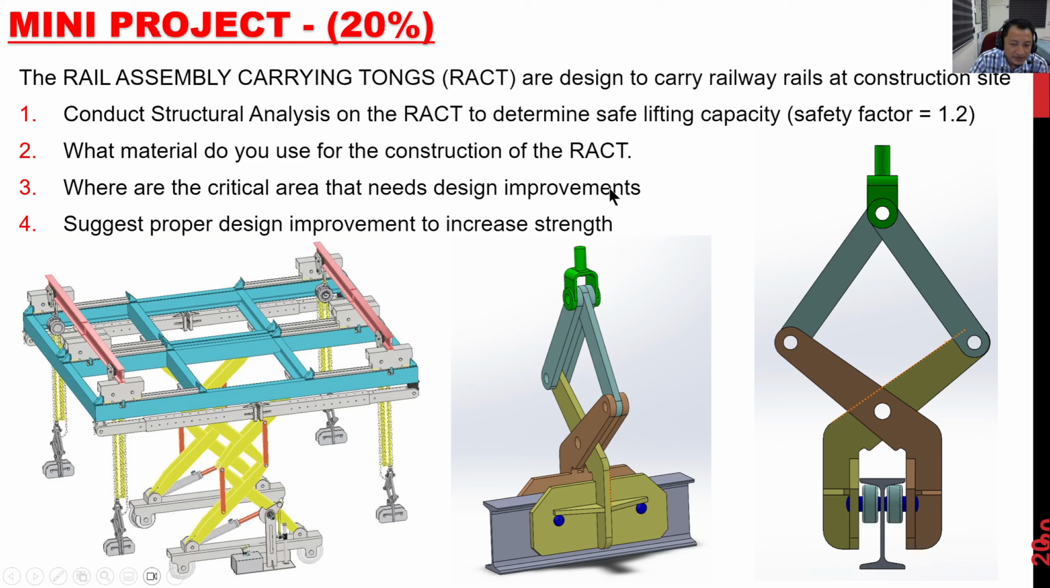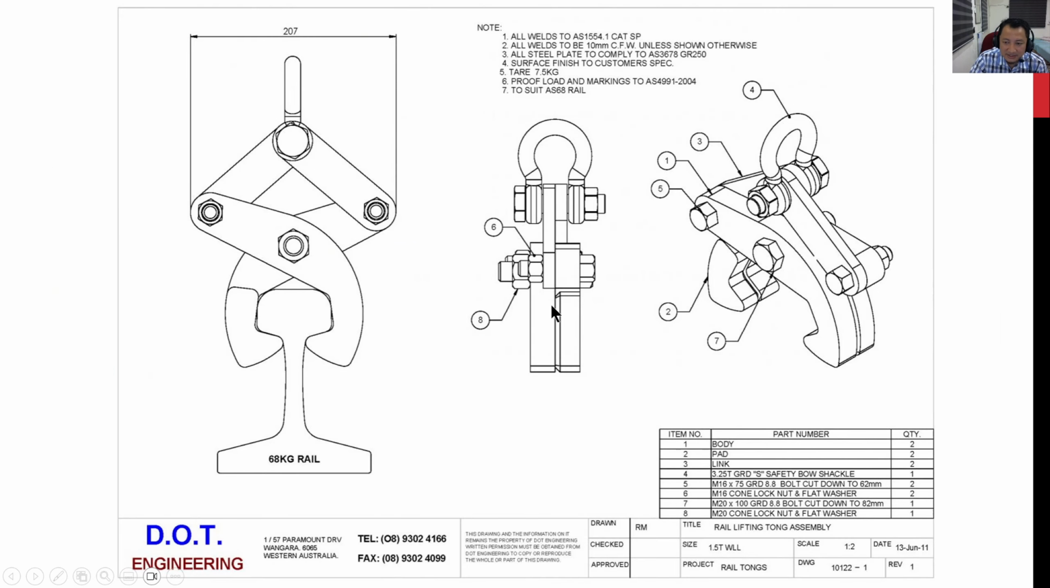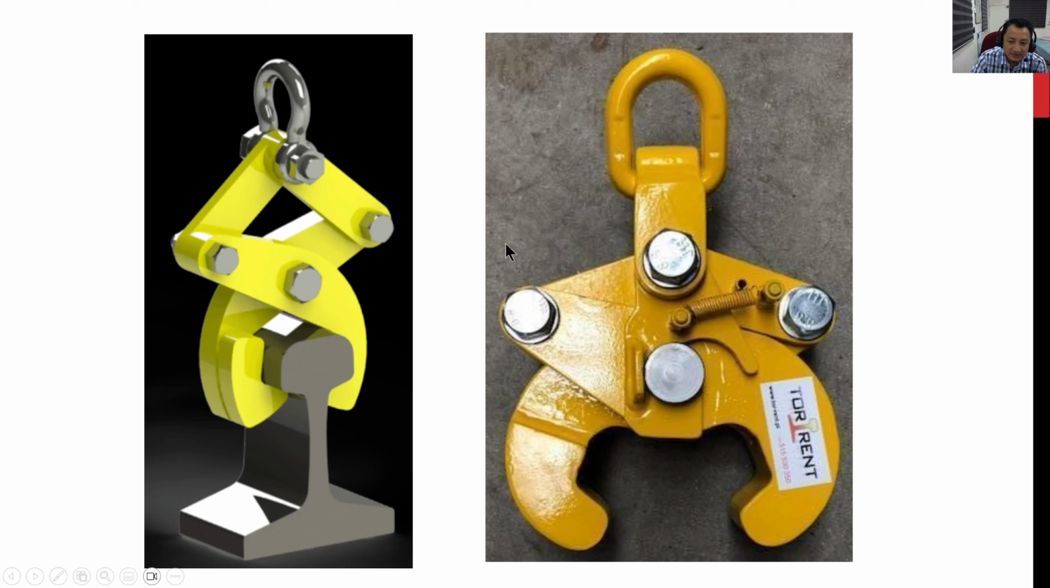Don't choose aluminum, it's not going to hold lots of weight. And of course, once you've got the baseline, you need to do some improvement on the design and suggest what you can do that can improve the structural integrity of it. If you look at certain drawings here, this one I called out from an Australian company. This is one of the parts which they are using. Currently they are carrying rails with some sort of clamp. It has a capacity of carrying about 1.5 tons. This is the loading capacity. In reality, it looks like this. When you pull it, it's going to clamp together.